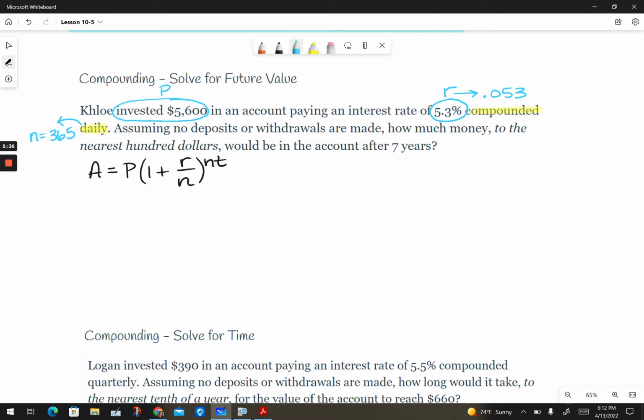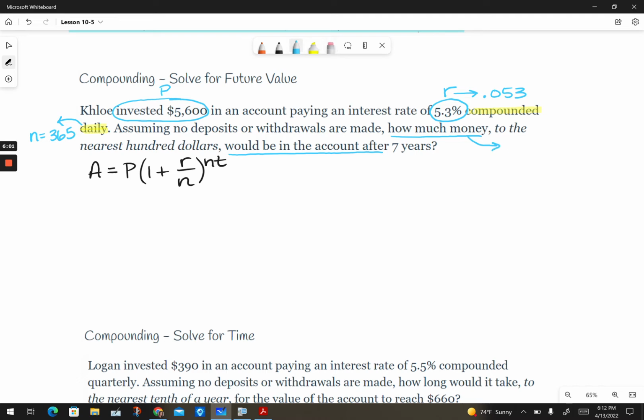The question is, assuming no deposits or withdrawals, how much money would be in the account after 7 years? When you ask how much money would be in the account after 7 years, that means you're looking at the final amount. So we are looking for A. Basically, I should write: find A.